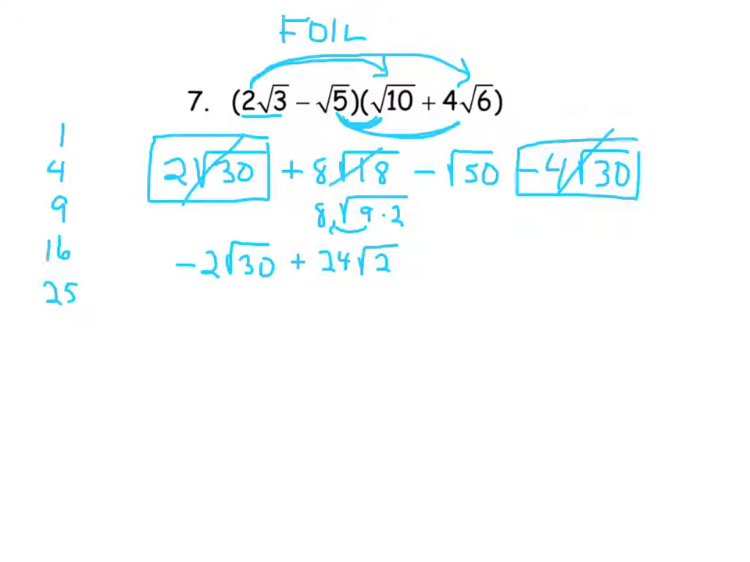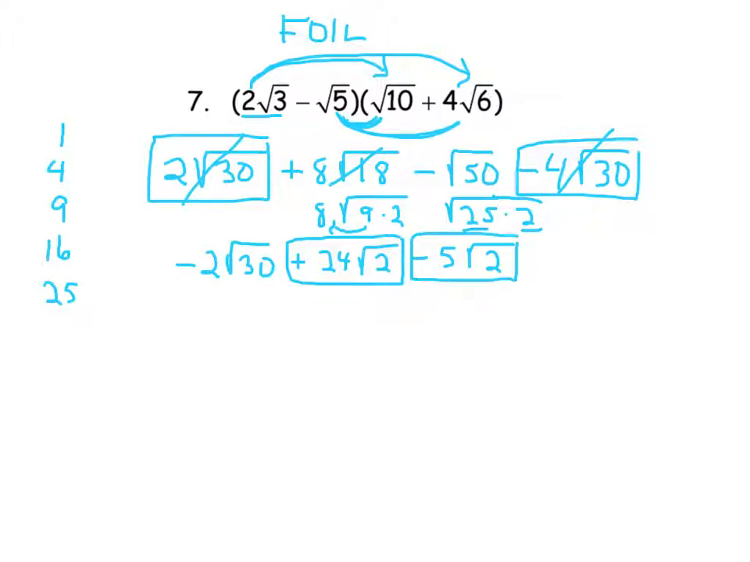Now I have minus radical 50. Well, radical 50 breaks down into radical 25 times 2. So then I can take the square root of 25, which is 5, and put it in front. So minus 5. And then I have the radical 2 still inside. And now I can combine like terms. So I'm going to combine 24 minus 5 radical 2. So 24 minus 5 would give me 19 radical 2.